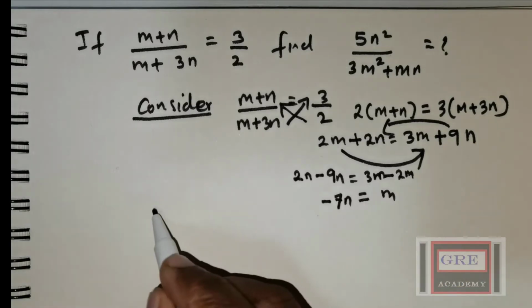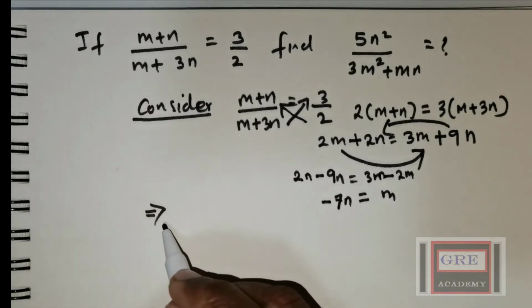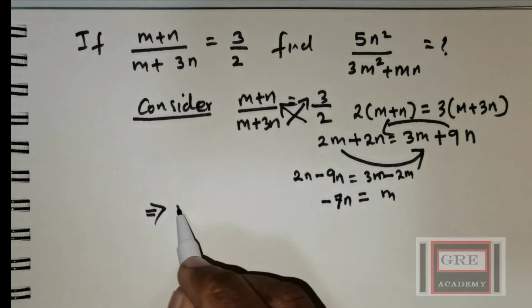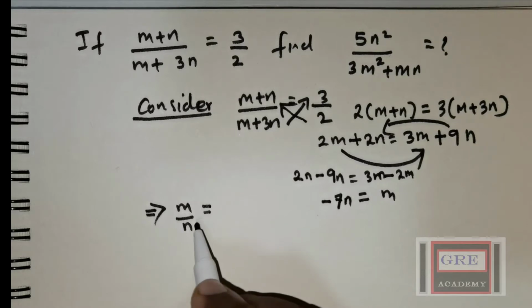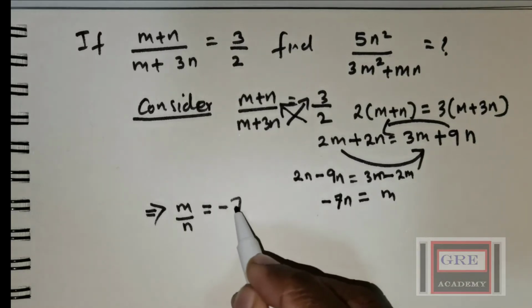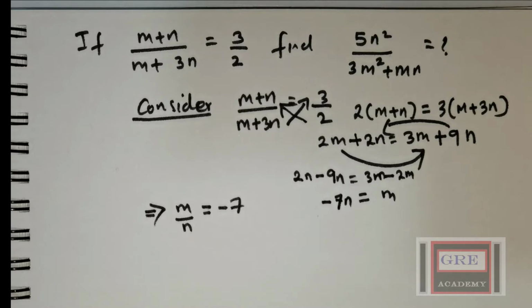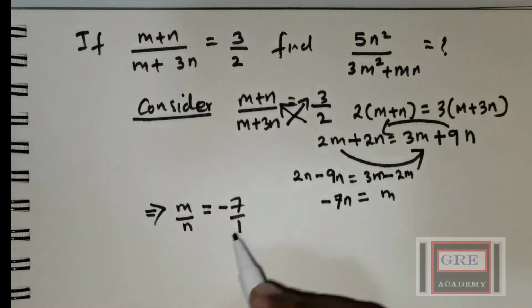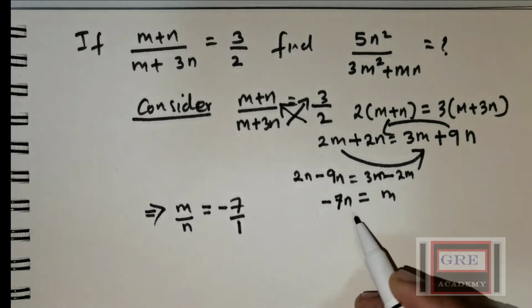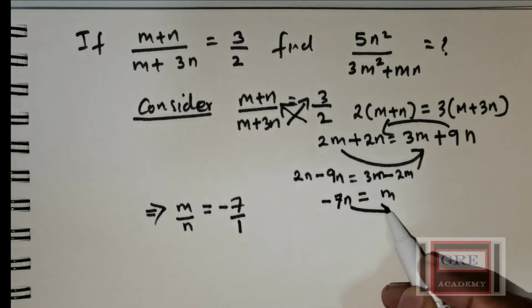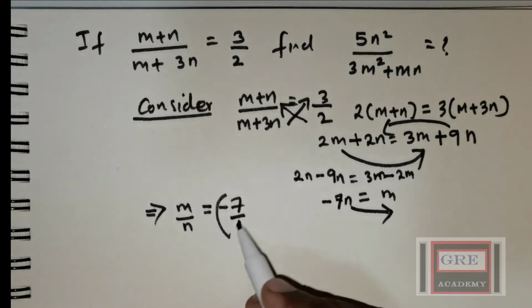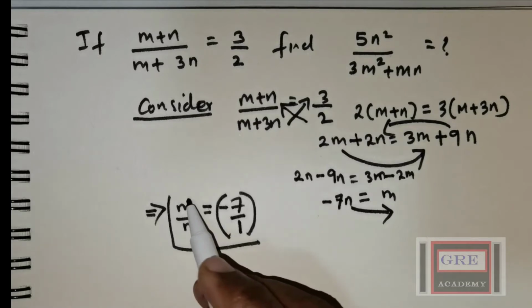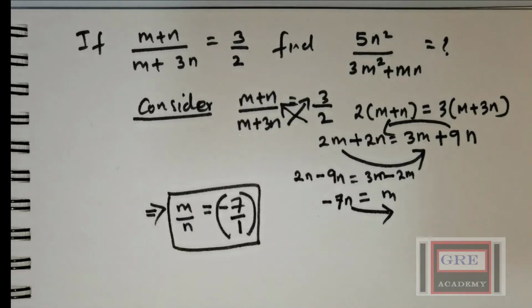Now I can clearly rewrite this as m over n is equal to negative 7. So I can always write it like this: negative 7 divided by 1. So what exactly am I doing? I'm actually bringing the n down, but 7 remains as it is with the negative sign. So that's actually 7 over 1 with a negative sign. So this is what my value of m over n is.